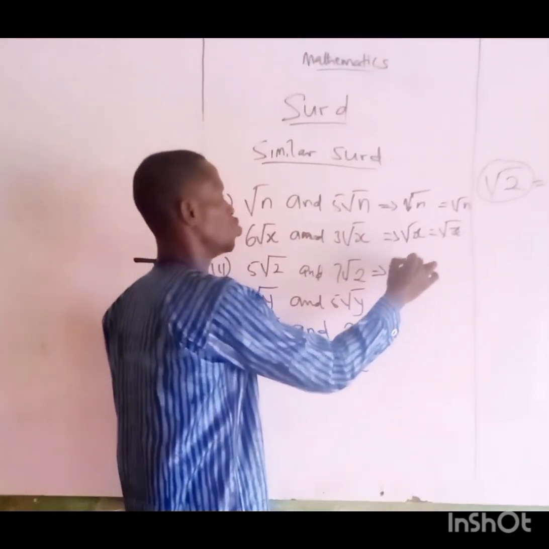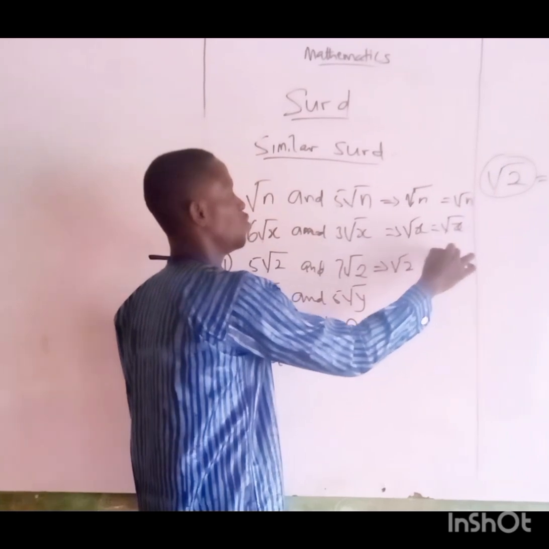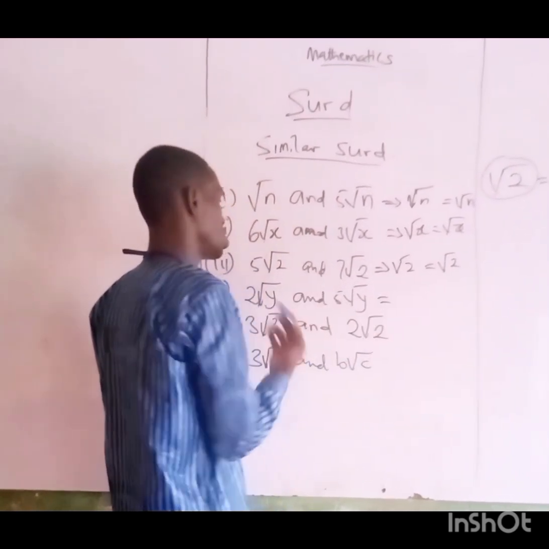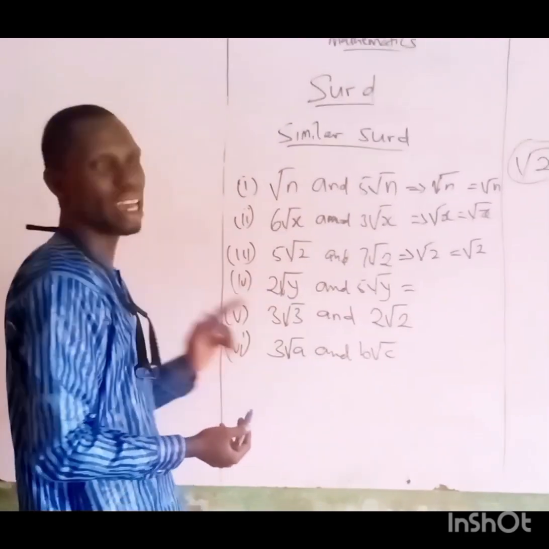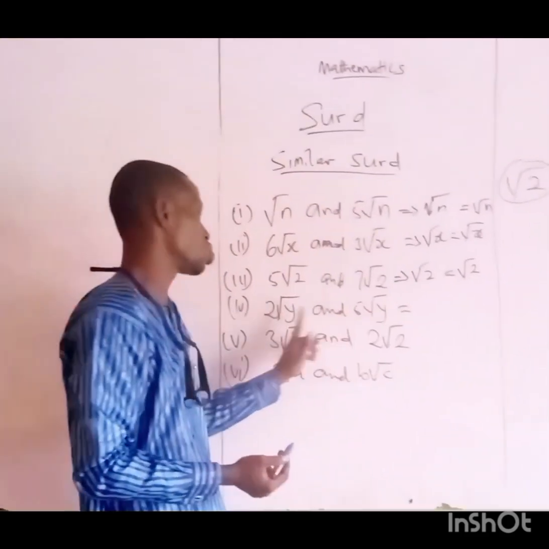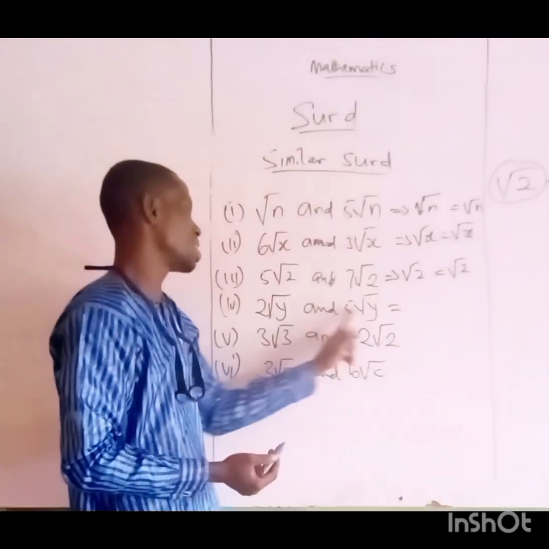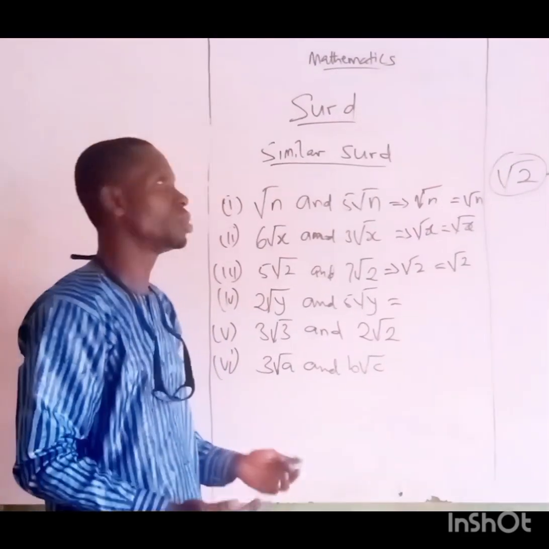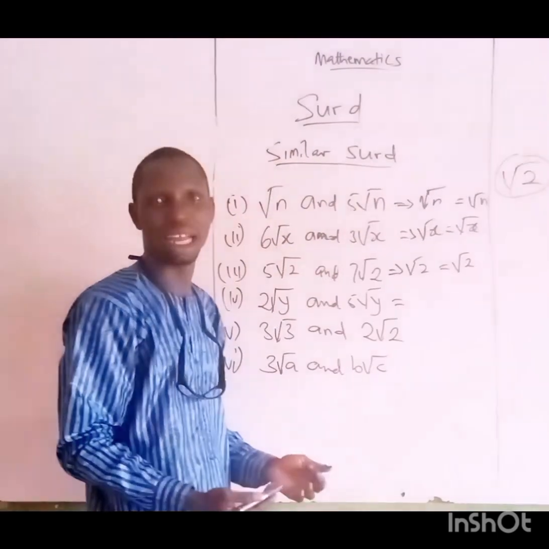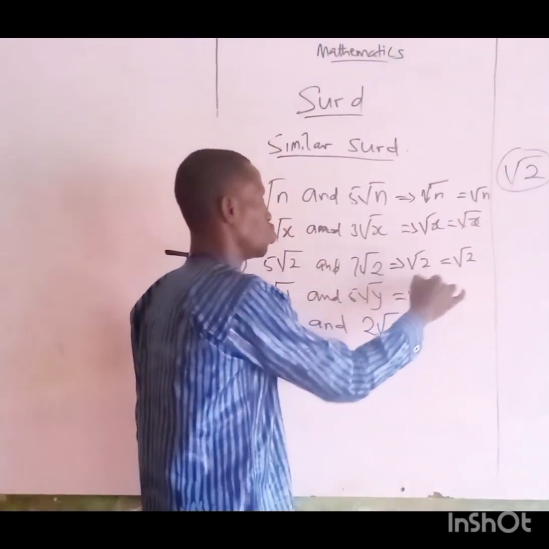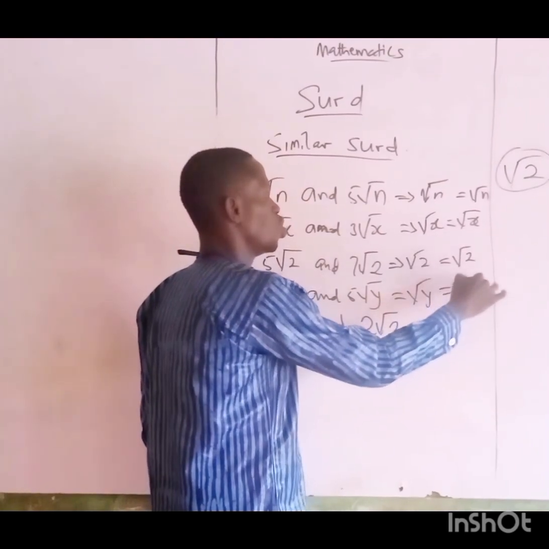So root 2 will give you root 2. When you look at the third one as well, the same thing is applicable to them. Never forget, we are considering the number that we have inside our square root. If the numbers inside the square root are the same, then we call that type of surd a similar surd. Now this is what we are saying: root y and root y. So root y is equal to root y.